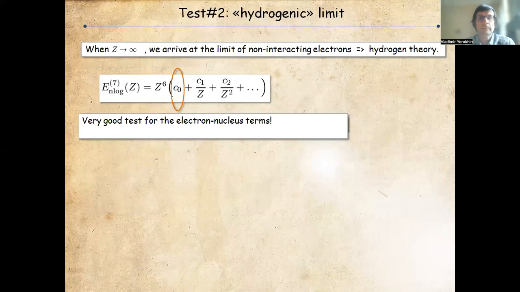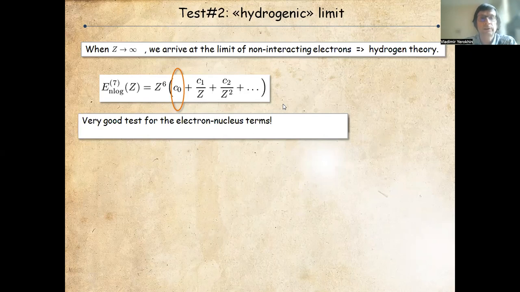Now the second test we did is what we call the hydrogenic limit. The point is that if we know the Z dependence of our results, and if we go to very large Z, then the electron interaction dies out. That means we have the approximation of non-interacting electrons, which we know from hydrogen theory.